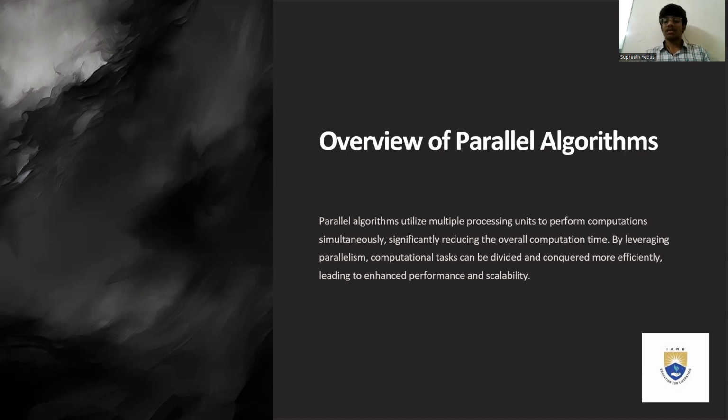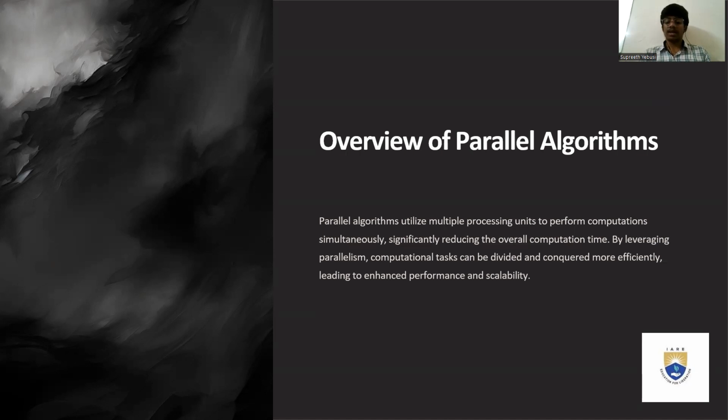Task decomposition decomposes the overall task into smaller independent tasks that can be executed concurrently. Data parallelism involves distributing data across multiple processors and performing the same operation on different portions simultaneously. In shared memory, processors share a common memory space and communicate through shared variables. In distributed memory, each processor has its own memory and communication is achieved through message passing.